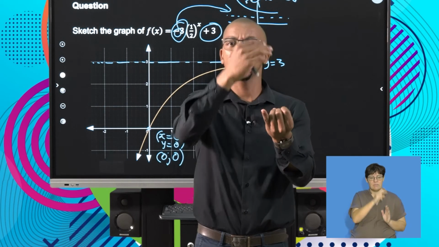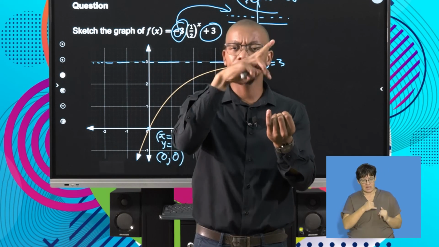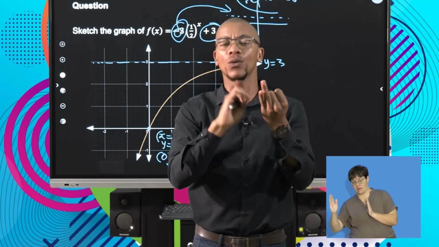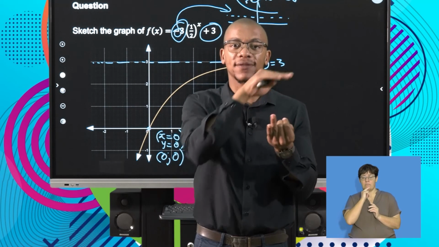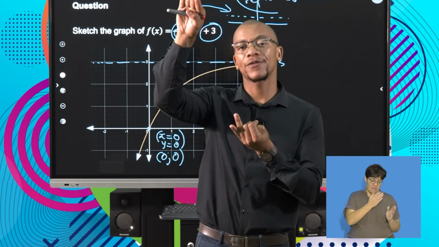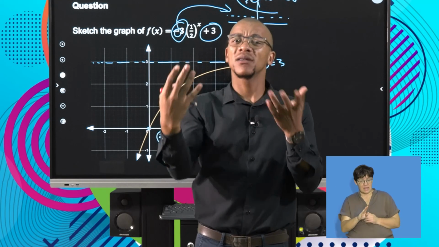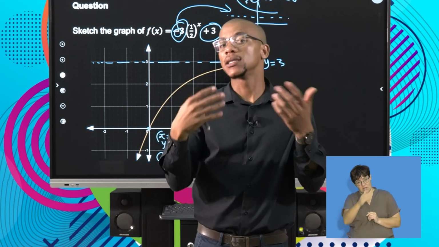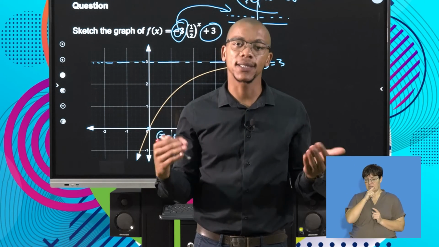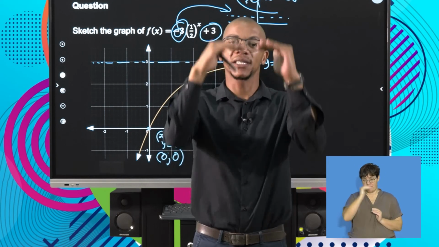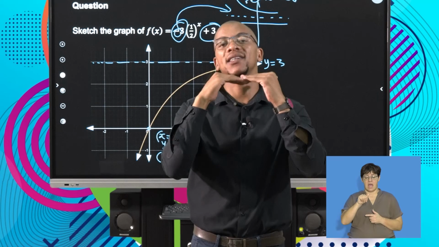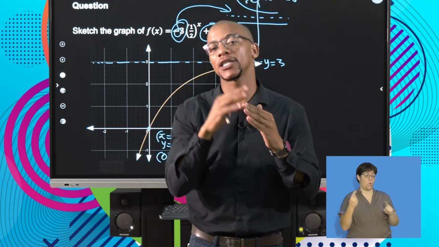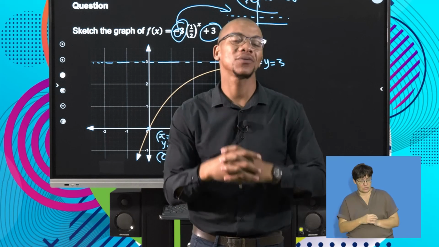If a is negative, it's a reflection about that particular line, right? If b is greater than 1, then it is an increasing function, meaning it is going up from left to right. If b is between 0 and 1, then it is going down. And the value of q always tells us what the vertical shift is. Where is our asymptote? Where can the graph not touch or not cross? And that's what we look at.